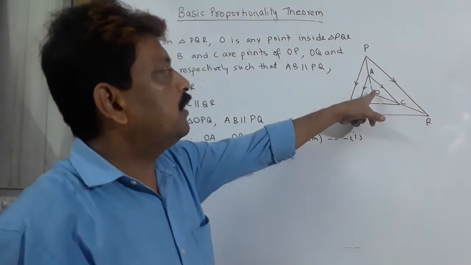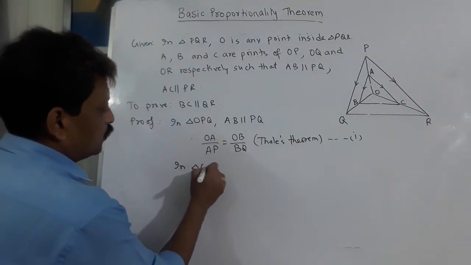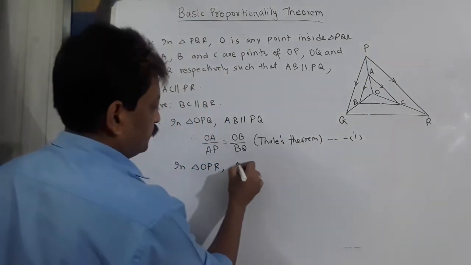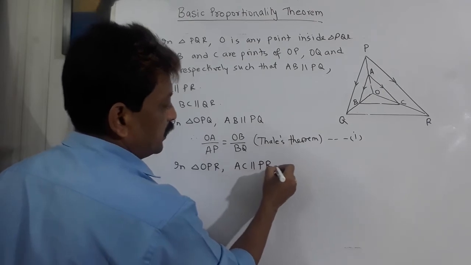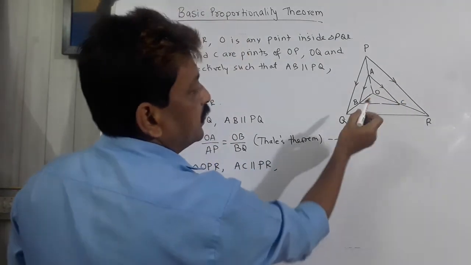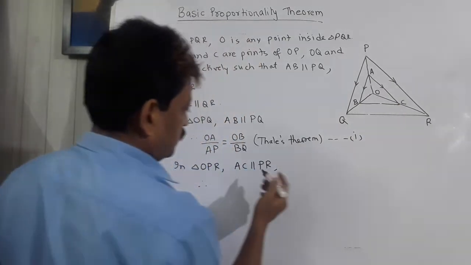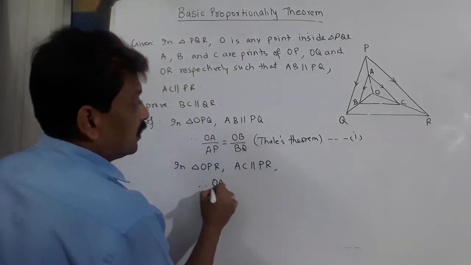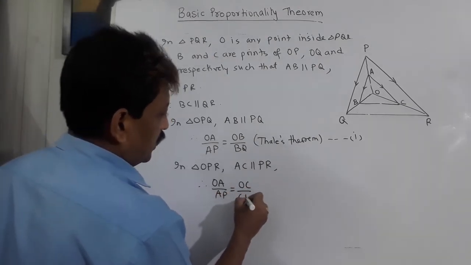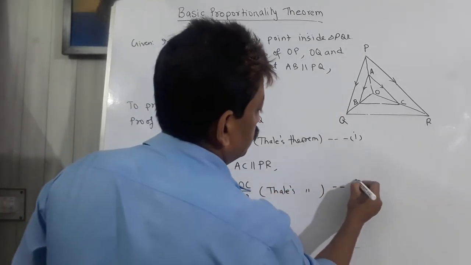Now let me take the triangle OPR. In triangle OPR, AC is parallel to PR. It is given in the question, AC is parallel to PR. Therefore, by Thales theorem we can write OA upon AP is equal to OC upon CR. This is also Thales theorem. This is equation number 2.